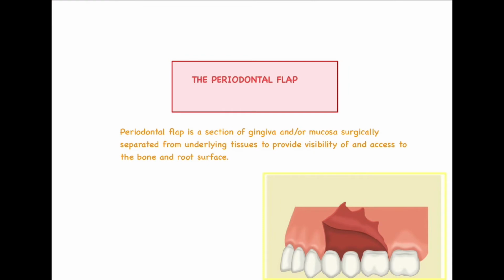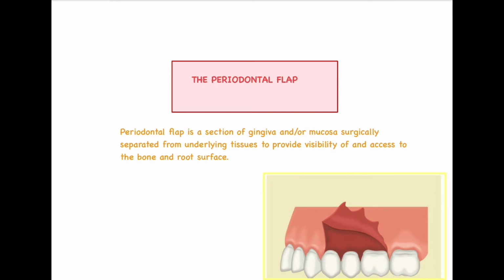So, according to Carranza, a periodontal flap is a section of gingiva or a mucosa which is surgically separated from the underlying tissues in order to provide visibility and access to the bone and the root surfaces. So basically the main objective behind raising a flap is that there are some areas in the oral cavity which are not clinically visible or accessible to us unless and until we separate the overlying epithelium.